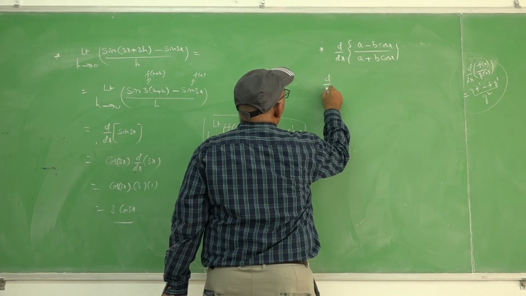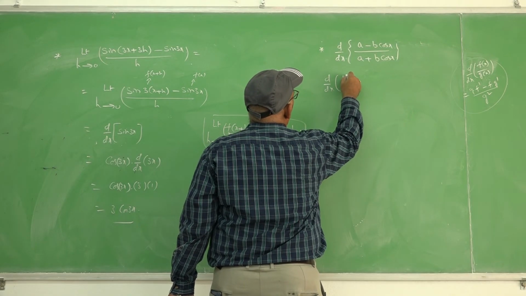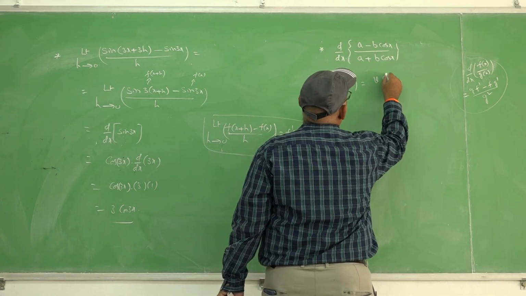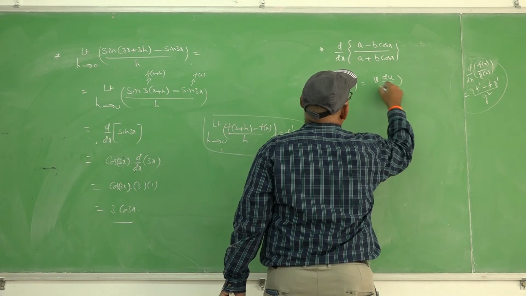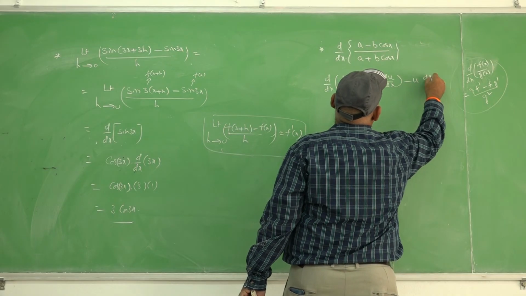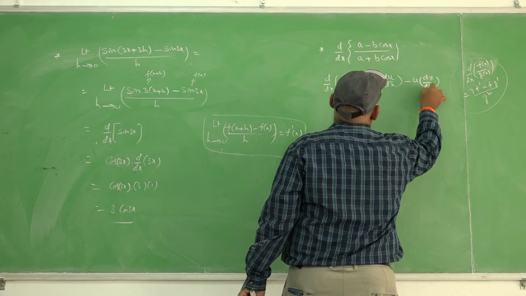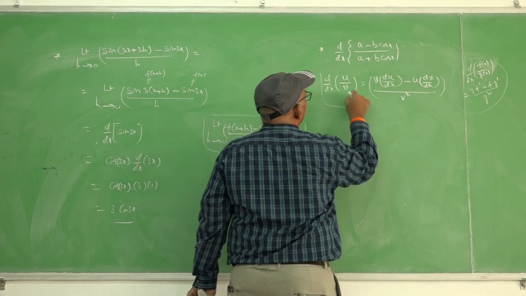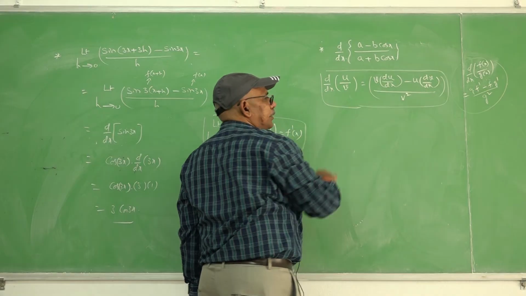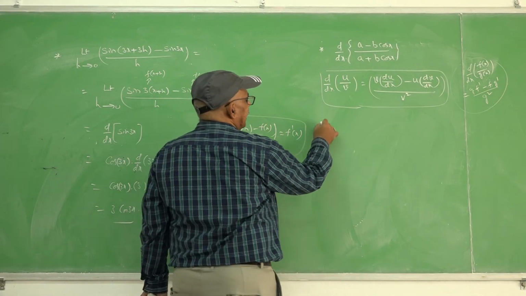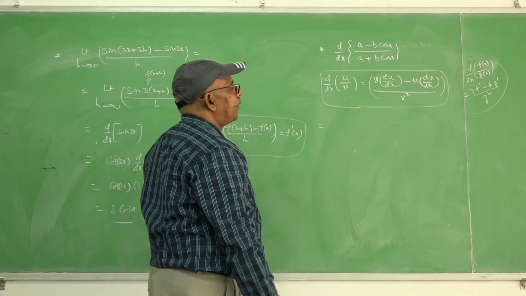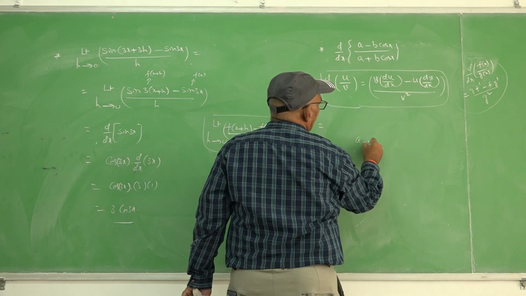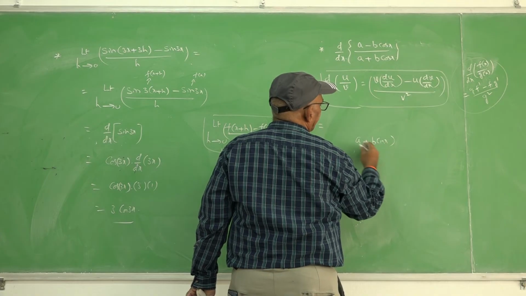This is the quotient rule of the derivative. So, dy by dx of u by v is v into du by dx minus u into dv by dx, by v square. Apply this quotient rule to evaluate the derivative. Here v is a plus b cos x, so v square means (a plus b cos x) whole square.